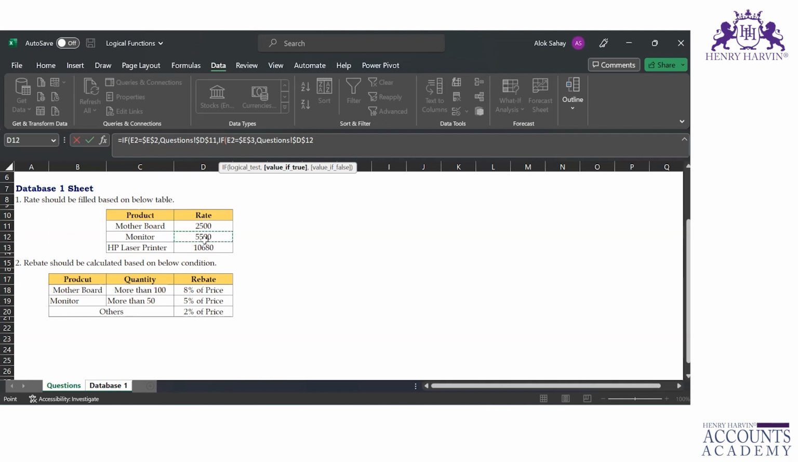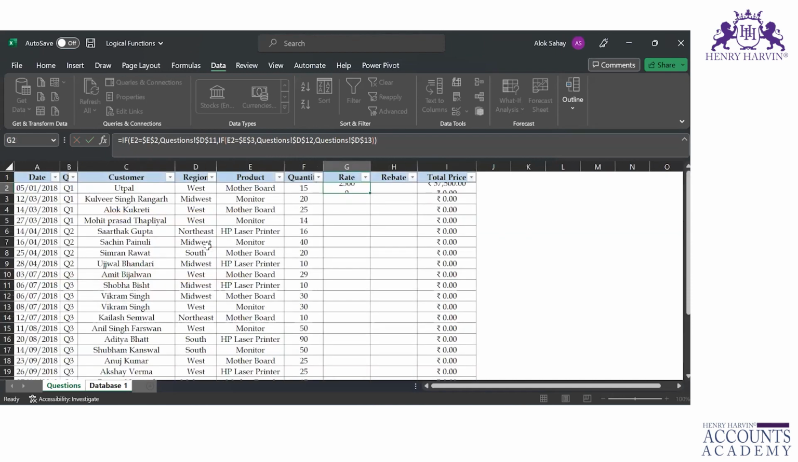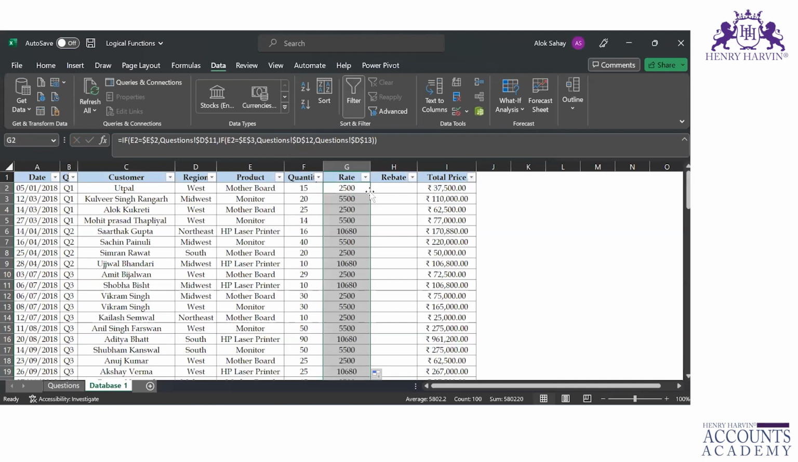Okay, so if there is monitor, then the answer should be for monitor, this is the price, right? And let's say we have only three products, so if it is neither motherboard nor monitor, the only third option we are left with is HP laser printer. So if both of these products don't match, then it must be the third product, and the answer should be 10,680. So this is the answer. First we close this and then this. So this is the formula. When you have implemented this and dragged it, you get the rates. This is the way we provide this formula.